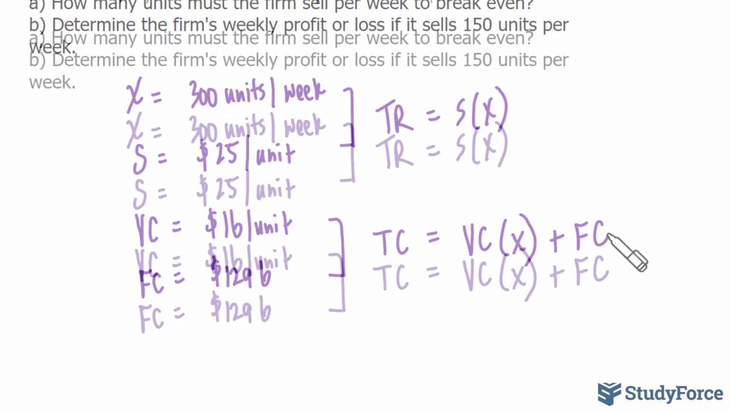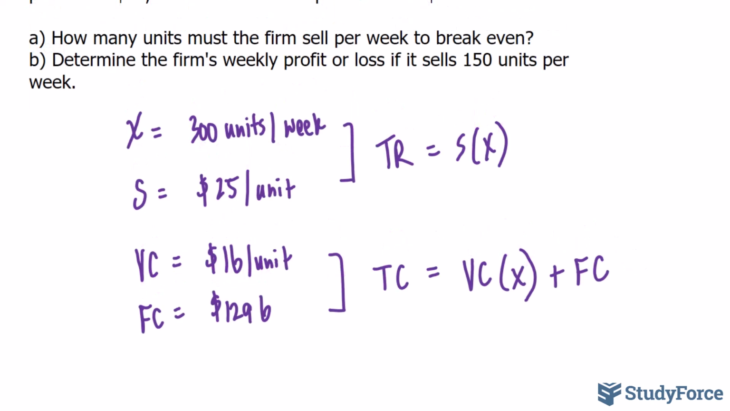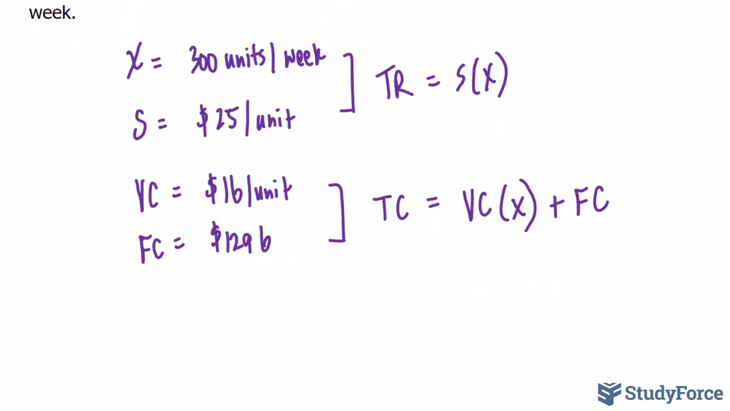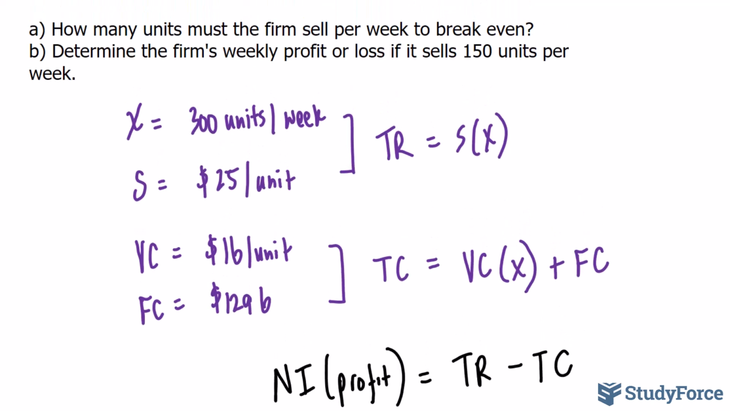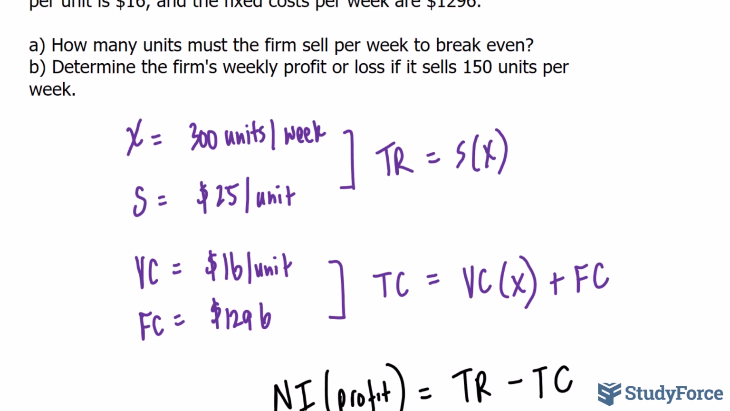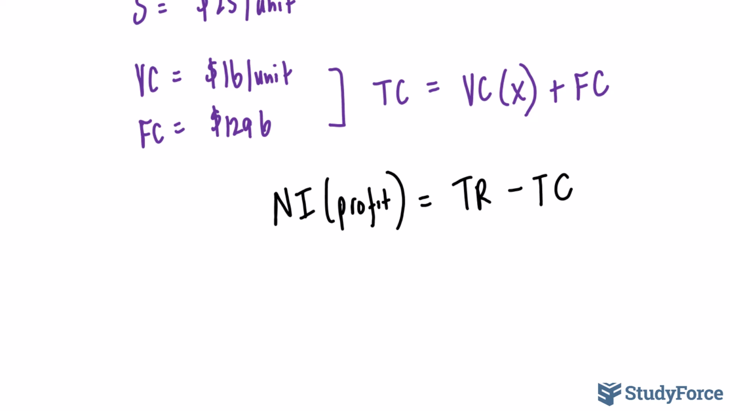fixed costs. With these two equations that we just produced, we can actually calculate the net income, or the total profit. So we'll say that net income, or the profit, is equal to your total revenue take away your total cost. Going back to the question, they say how many units must the firm sell per week to break even? To break even means that your net income is zero. You weren't at a loss and you weren't at a gain.